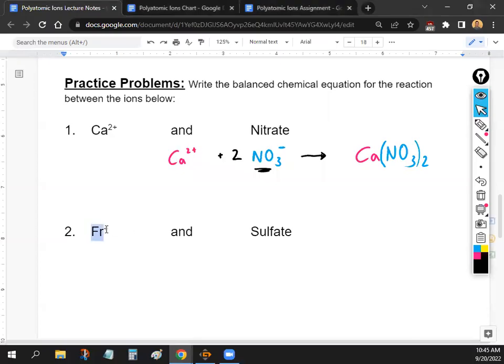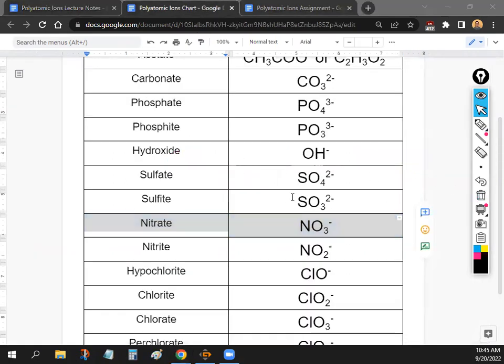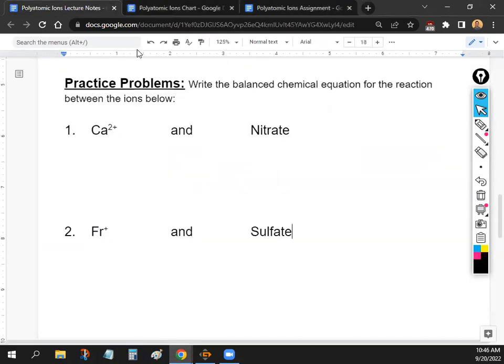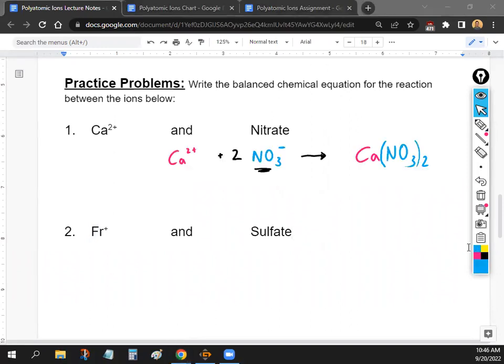Okay, so we start with Fr+, and we look for sulfate. So if you take a look on your polyatomic chart, you should be able to see sulfate is SO4 2-. So all we're going to do is just copy down sulfate right here on our problem. Okay, so sulfate is SO4 2-. Okay, and then we are combining that with Fr+.